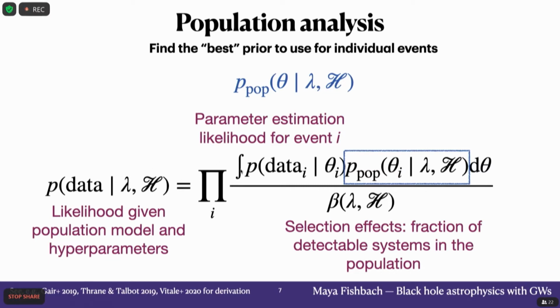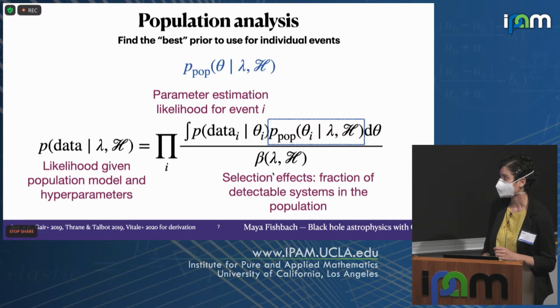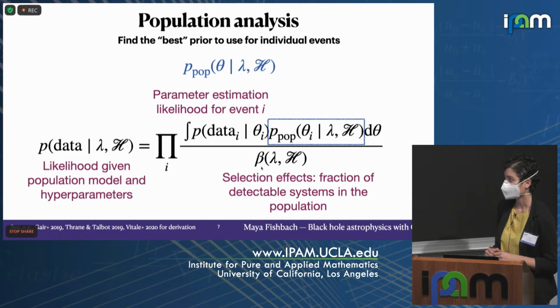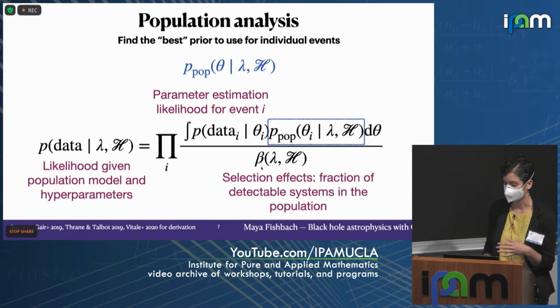And here, this numerator looks very similar to an evidence that I showed you a couple of slides ago. But it's not exactly that, because we are also conditioning on detection, which Rachel highlighted in her talk. So we're conditioning on detection, and that introduces this selection effects term beta, which represents the fraction of detectable systems in the population described by lambda and H.